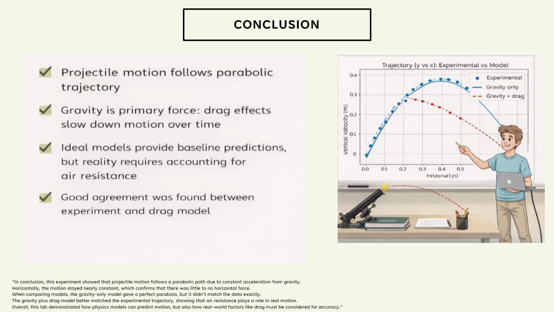In conclusion, projectile motion follows a parabolic trajectory. Gravity is the primary force. Drag effects slow down motion over time. The ideal motion models provide baseline predictions, but reality requires accounting for air resistance and other things. Good agreement was found between experiment and drag model overall, I'd say. The end.